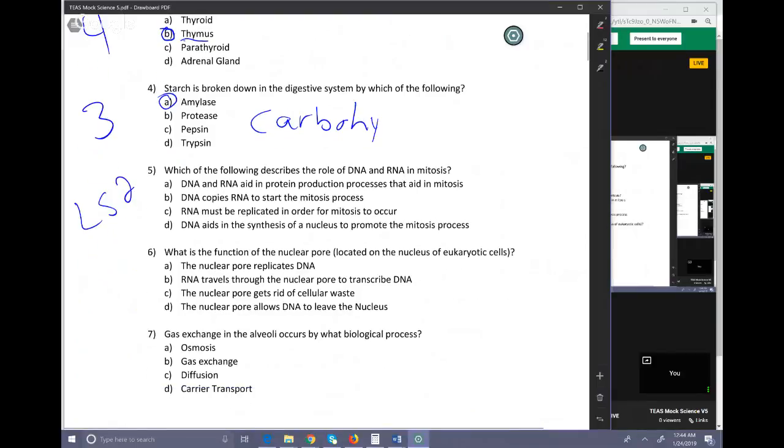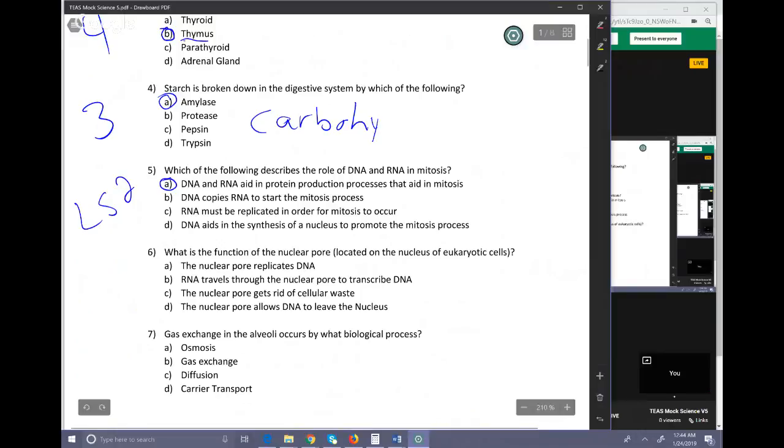5, which of the following describes the role of DNA and RNA in mitosis? This is very similar to a current question, and it's very similar in how I have it answered. And that's going to be A. This is not really a question. Even when I see this question, I don't answer it because the answer stands out as such a wonderful answer. I answer it because the other answers are definitely not true and definitely not correct, if that makes sense.